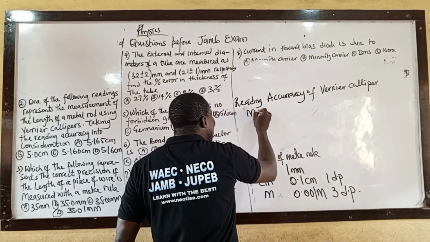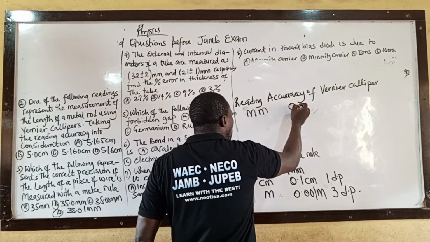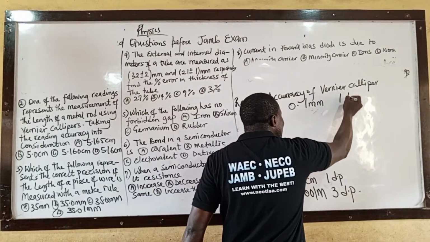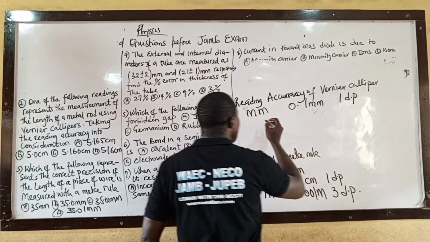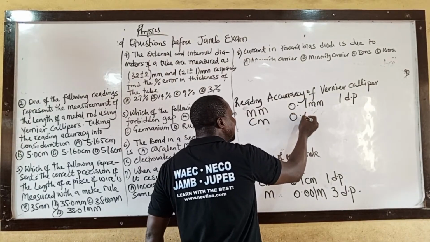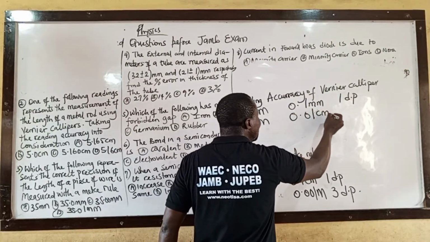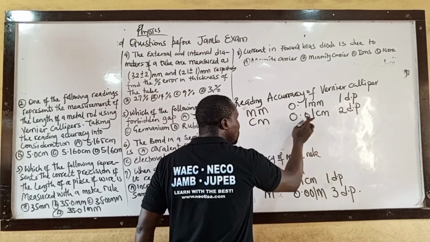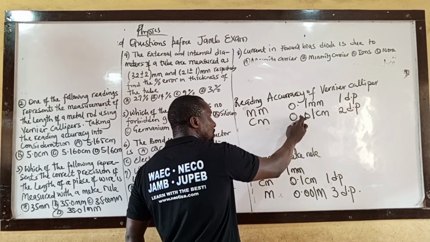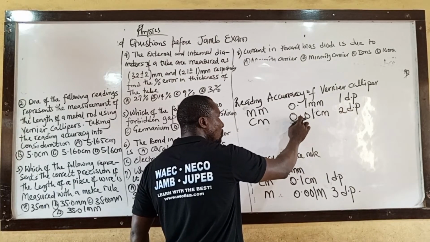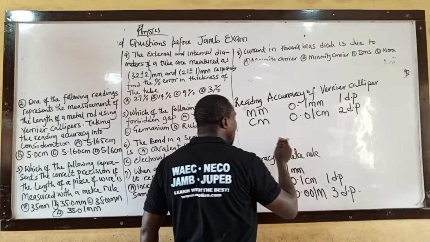In millimeter, it is 0.1 millimeter. That is 1 decimal place. In centimeter, it is 0.01 centimeter, 2 decimal places. Can you do 2 decimal places? For example, 40.25, that is 2 digits after the point.